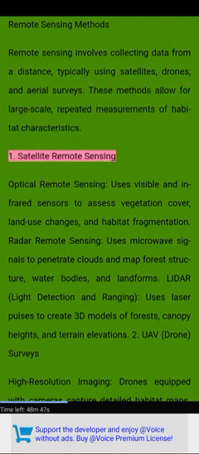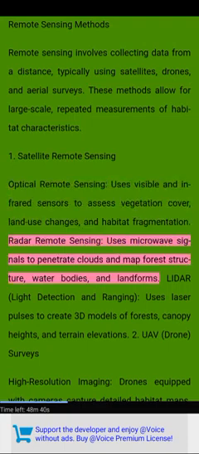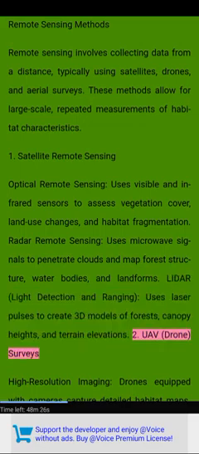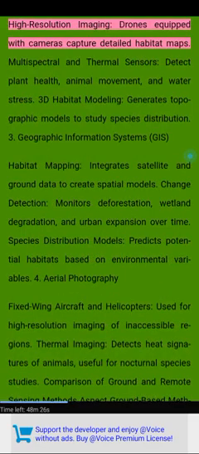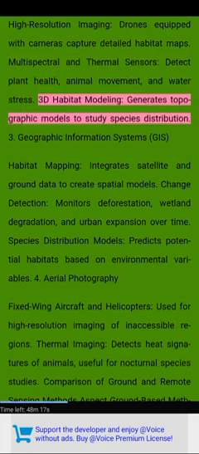1. Satellite remote sensing. Optical remote sensing uses visible and infrared sensors to assess vegetation cover, land use changes, and habitat fragmentation. Radar remote sensing uses microwave signals to penetrate clouds and map forest structure, water bodies, and landforms. LiDAR, light detection and ranging, uses laser pulses to create 3D models of forests, canopy heights, and terrain elevations. 2. UAV drone surveys. High-resolution imaging: drones equipped with cameras capture detailed habitat maps. Multispectral and thermal sensors: detect plant health, animal movement, and water stress. 3D habitat modeling: generates topographic models to study species distribution.